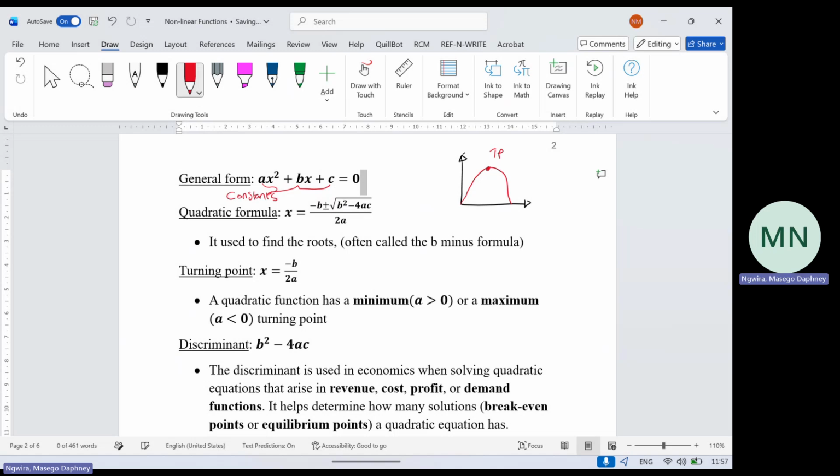All right. To find the point of your turning point, obviously this will be my Y and this will be my X. To find the X value of this point, we use this formula.